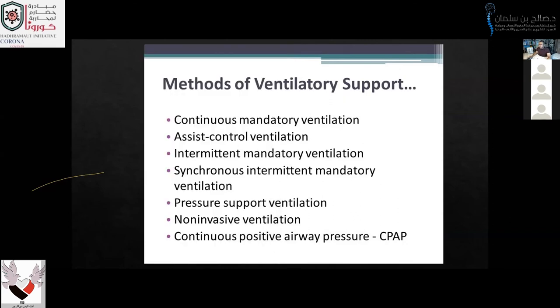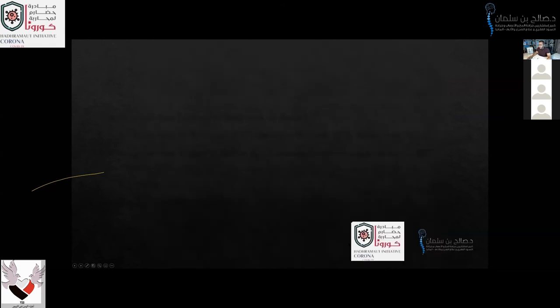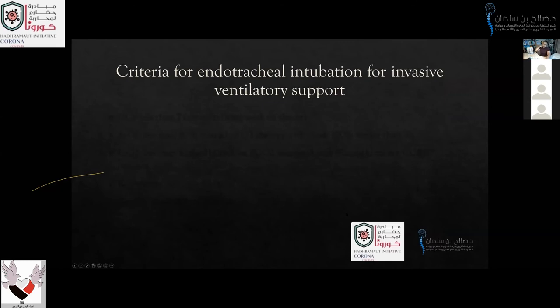Methods of ventilatory support, which everybody knows: continuous mandatory ventilation, assist control ventilation, intermittent mandatory ventilation, synchronized intermittent mandatory ventilation, pressure support ventilation, non-invasive ventilation, and continuous positive airway pressure, CPAP. Criteria for endotracheal intubation for invasive ventilatory support: this is according to the German school; the English and American schools have other criteria, and you could modify them as the patient needs. It shouldn't be followed exactly as described, please.